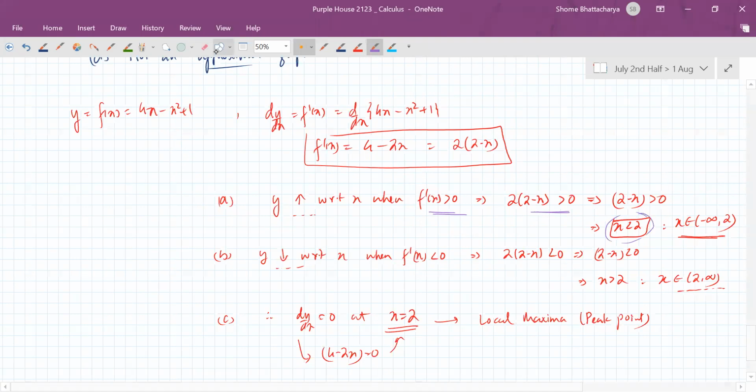You are taking the value of x where this equation becomes 0, no? Which equation, beta? Which equation are you saying? 2 into 2 minus x. It's 0 at 2, beta. It's not 0 for x less than 2. So that's why, see, we are talking about less than 2. When x is less than 2, what is this quantity 2 minus x? It's positive, na?